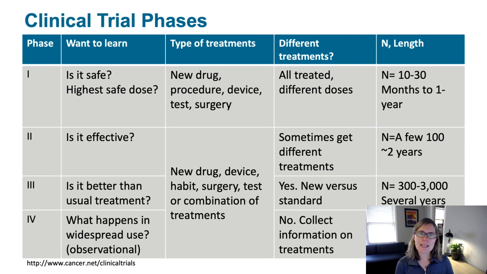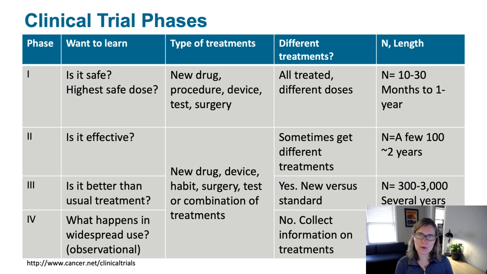There are 4 phases of clinical trials. Sometimes there's a 4A and a 4B, but generally there are 4 phases. And I think what's most relevant on this slide is what you want to learn. So a phase 1 is you're looking at dose safety, whereas a phase 4 is what happens in widespread use. So the questions that these different phases are addressing are different. And you can see on the right-hand column in terms of N and length that a phase 1 is typically done in a small number of people, where a phase 4 is widespread.